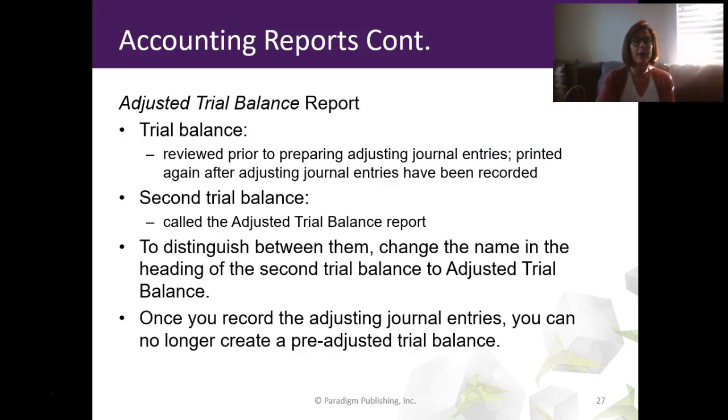And so, as we talked about, just as a review, you print your trial balance and take a look at that. You then make your adjusting journal entries, and then you're going to go back and print a second trial balance. That's going to be your adjusted trial balance. In order to distinguish those, you are going to want to make sure that you name them adjusted and unadjusted so that it's obvious when you're looking later. As the slide here says, you can no longer create the pre-adjusted or unadjusted trial balance once you've made those journal entries.